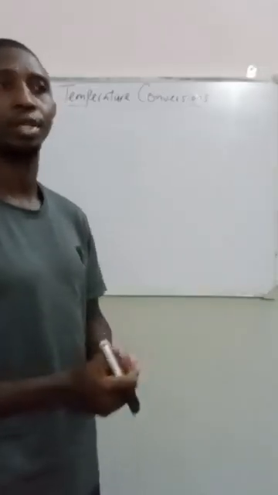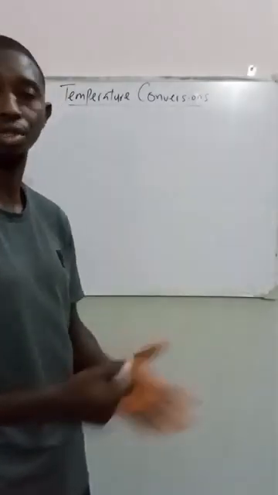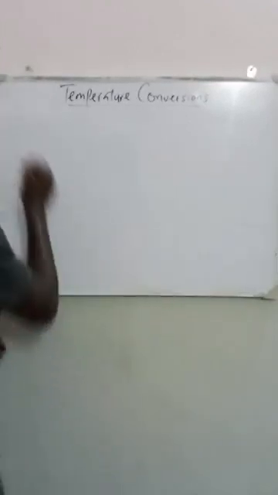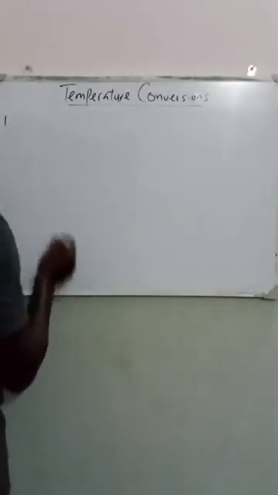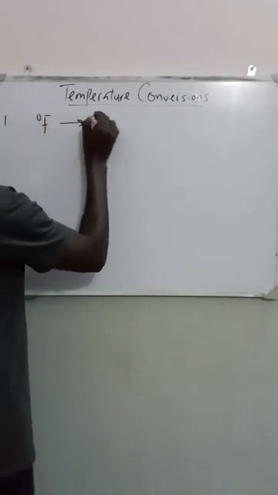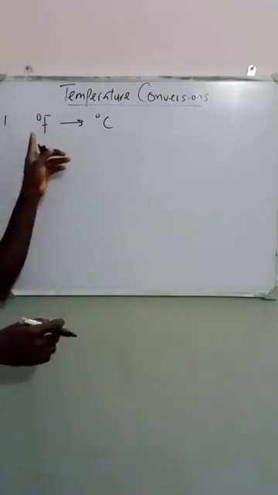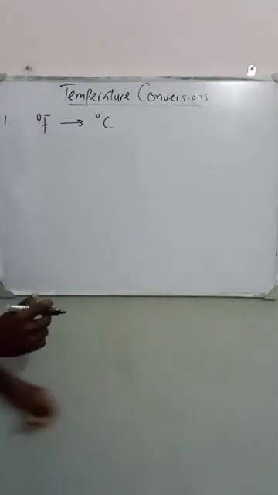How to convert from a given scale of temperature to another. Either from Celsius to Fahrenheit, or from Fahrenheit to Celsius, or from Celsius to Kelvin. So let's start with the first one, which is conversion from temperature in Fahrenheit to temperature in degrees Celsius. How do you convert from a temperature in degree Fahrenheit to a temperature in degrees Celsius?